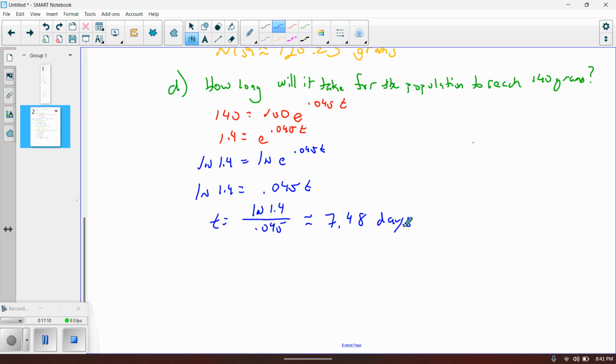All right, so I think we'll do that. We could do a whole bunch of other variations of this, but that's pretty much the idea behind doing an exponential growth problem like that one.